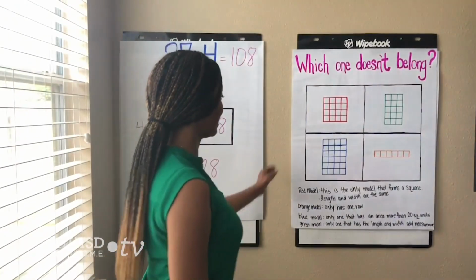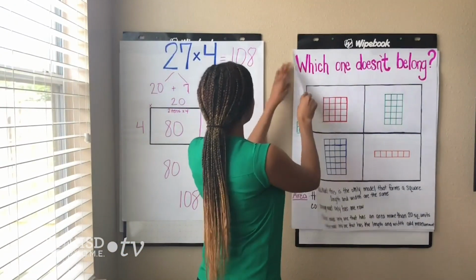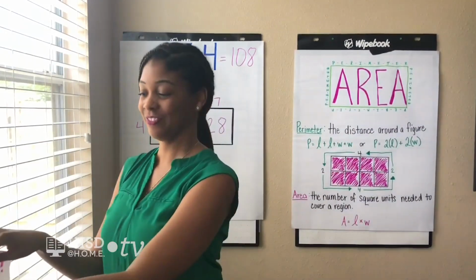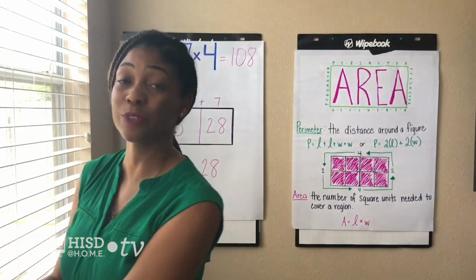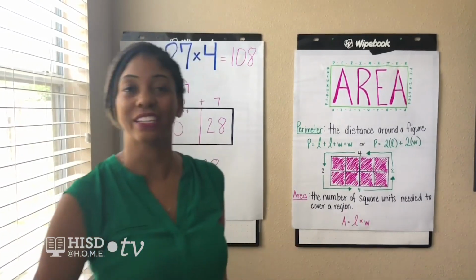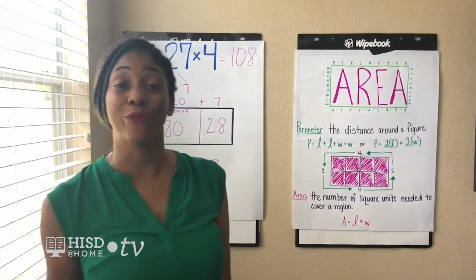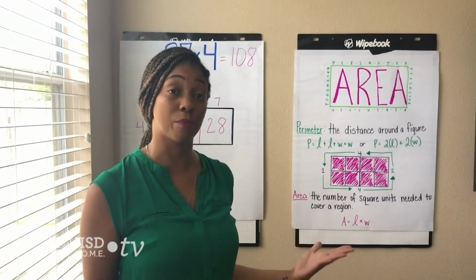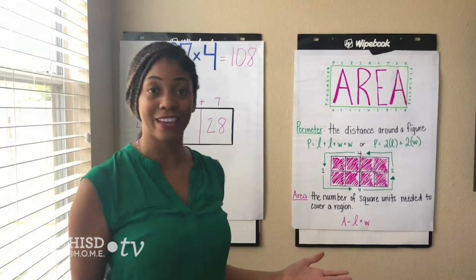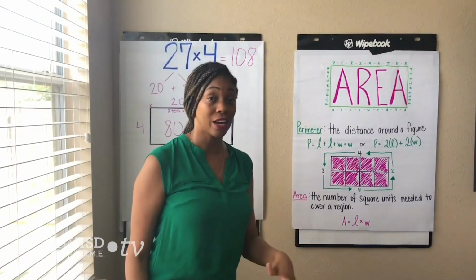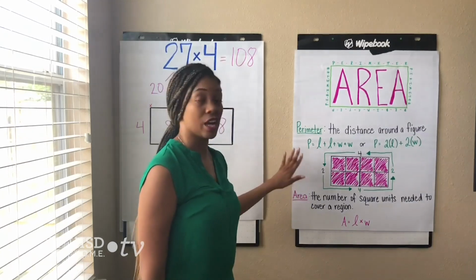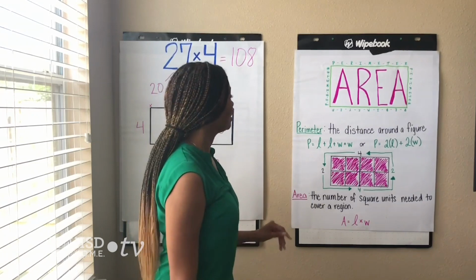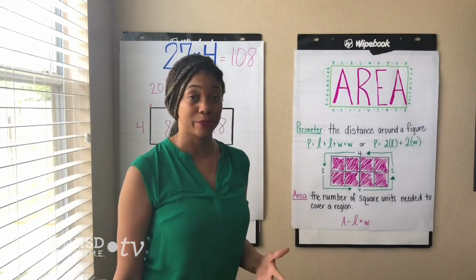So for today's lesson, we are going to review area and perimeter. Yay! And because we've been working on multiplication, we looked at our which one doesn't belong, and we noticed that we dealt with some area and some perimeter questions. We looked at figures or models that were in the shape of some rectangles. And so before we start our lesson, let's just do a quick review on area, okay? So let's look at area and perimeter.